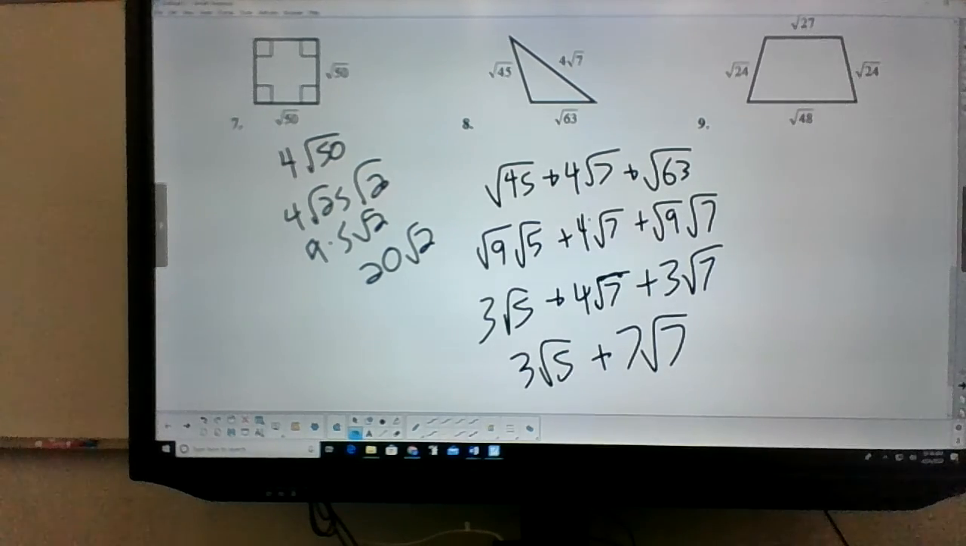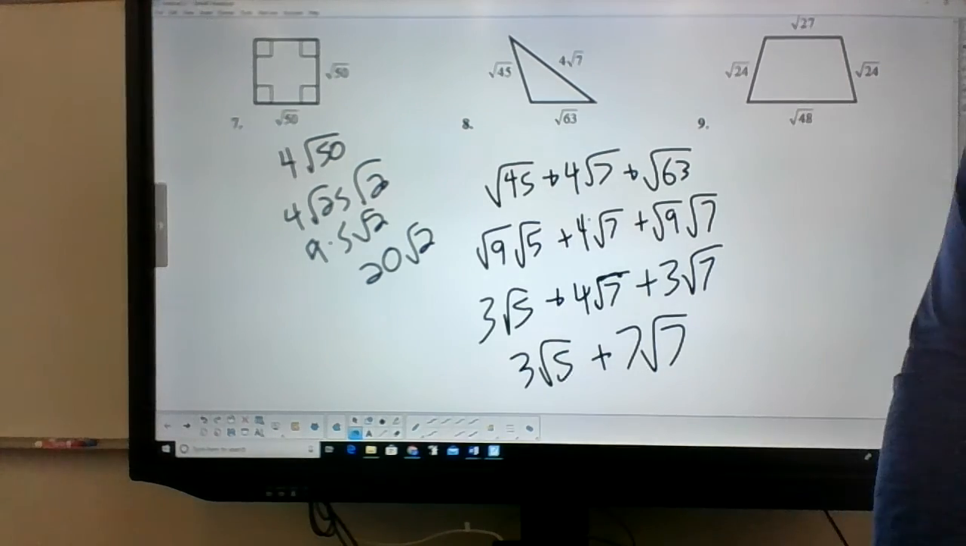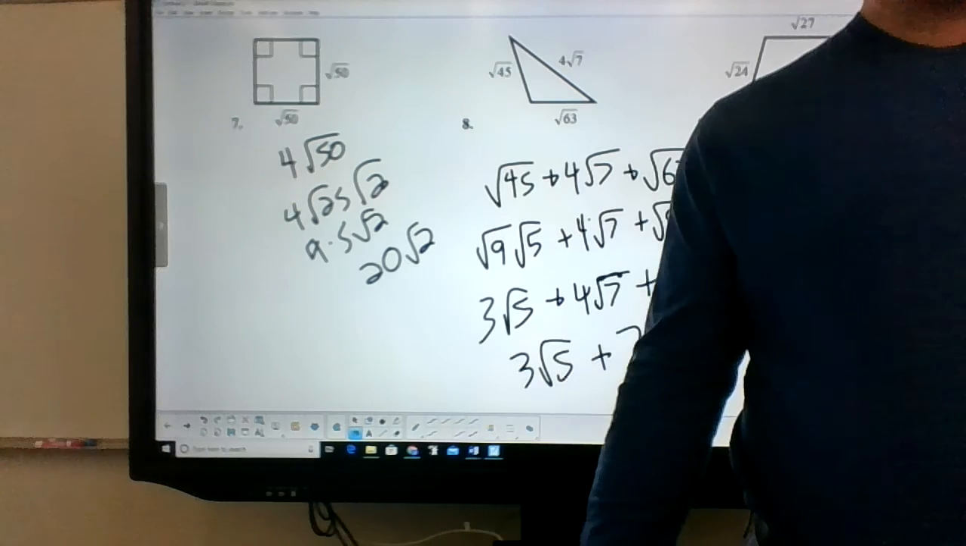And that's everything that you need for the next test, which I believe is Wednesday, if I'm not mistaken.